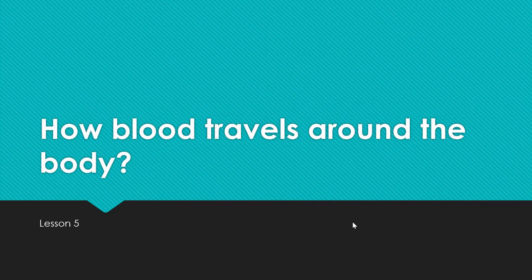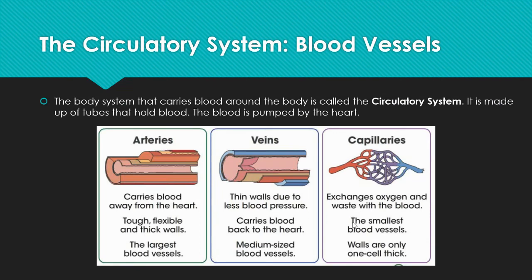So in earlier videos, we learnt that every single cell in our body needs oxygen to carry out respiration, because that's how our cells turn glucose into energy, or how to access that energy in the glucose. So all of our cells need oxygen, and it's the blood, the red blood cells, that carry the oxygen. So, how does that blood travel around our bodies?